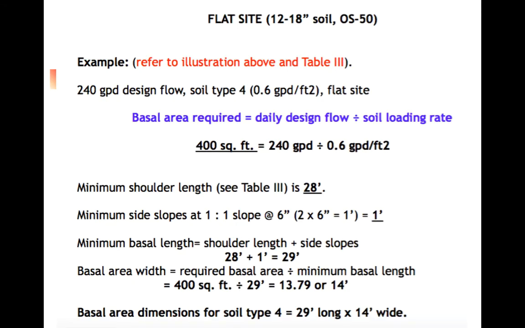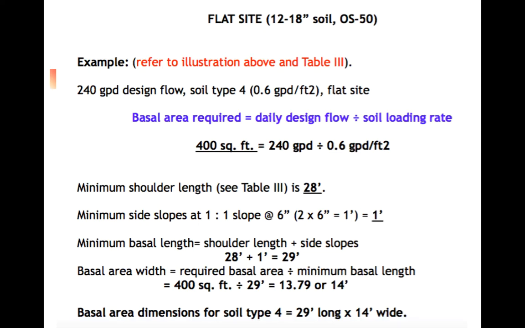So when we go through and look at the numbers, again we start with the 240 a day. We're going to divide that by our 0.6 gallons per day per square foot loading rate, which gives us 400 square feet. Our minimum shoulder length from table 2 is 28 feet. The minimum side slopes, and again we're looking at a 1-to-1 slope, each one of those is 6 inches, so 2 of those is going to equal an additional foot for our side slope requirements. So our minimum basal area length is going to be our shoulder length plus the side slopes. So it's going to be 28 feet plus 1, 29 total feet for our minimum basal length.